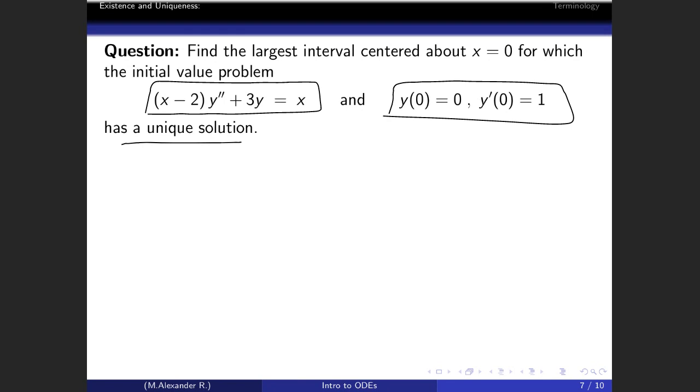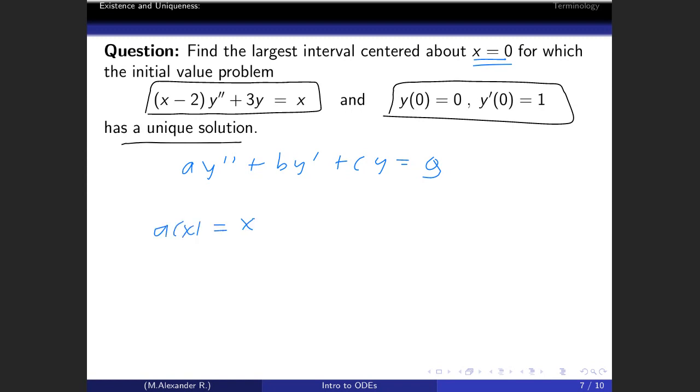So this question is asking us, for what type of interval can we say that there will be only one solution to the problem? And then here, the center of the problem is this x equal to 0. All right, so now let's go back to the drawing board. So we have a y double prime plus b y prime plus c y is equal to the g function. And what we care about is that the a, b, and c are continuous, and you can check that they are. But let me just write down the a function here.